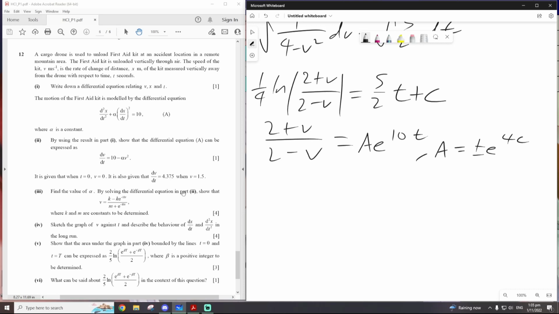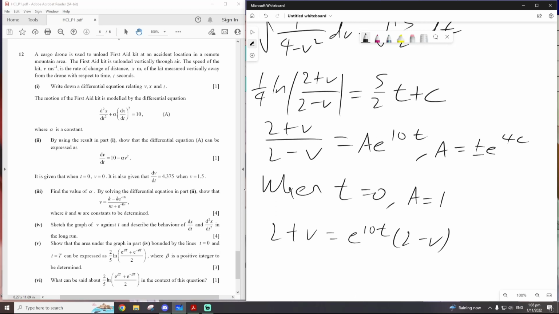So we will now sub in the condition, which is when t is 0, v is 0. So when t equals 0, we have A equals 1. That's it. Because 2 plus 0 divided by 2 minus 0 is A e power 0, which is 2/2 equals A, so A is 1. Okay. So we can now solve the equation quite easily.